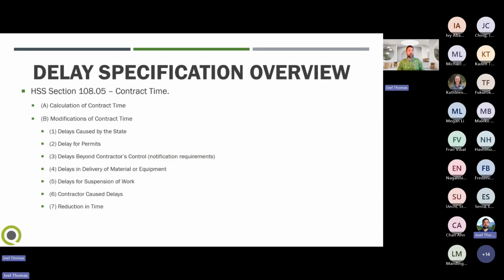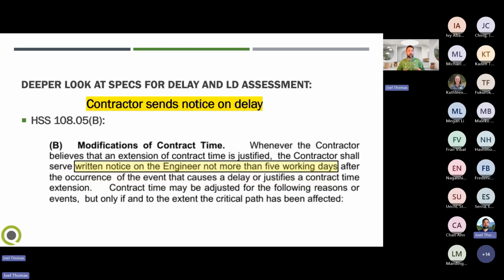And then subsections: 1 is delays caused by the state, 2, delay for permits, 3, delays beyond the contractor's control. Notification requirements are in there. Section 4, delays in delivery of material or equipment, 5, delays for suspension of work, 6, contractor caused delays, and then 7, reduction in time. I did want to highlight a couple of key things within the specifications involving delay.